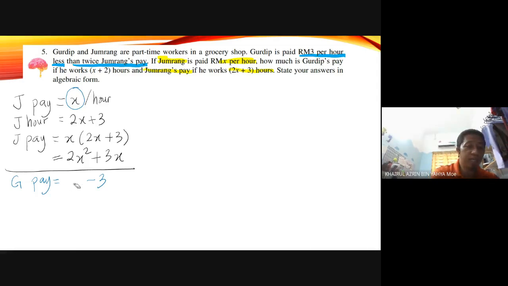Maybe I erase this one and write better. Okay, so this is 2X minus 3. Let me explain again. 2 because of twice. X because of Jumrang's pay. Jumrang's pay is X. Minus 3 because 3 ringgit less. So 3 ringgit per hour less than twice Jumrang's pay is equal to 2x minus 3. You need to understand how to convert from the words, the sentence, to mathematical terms.